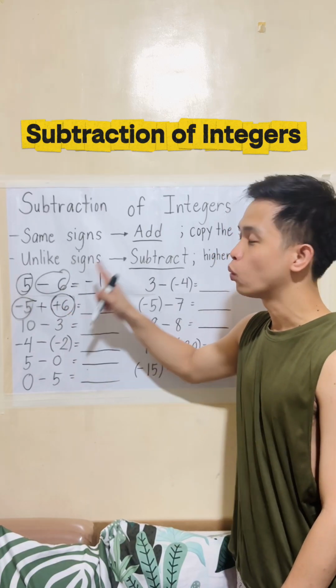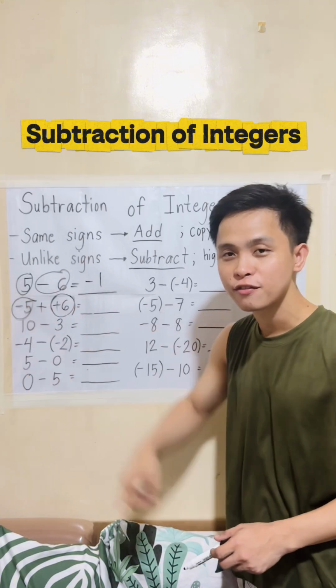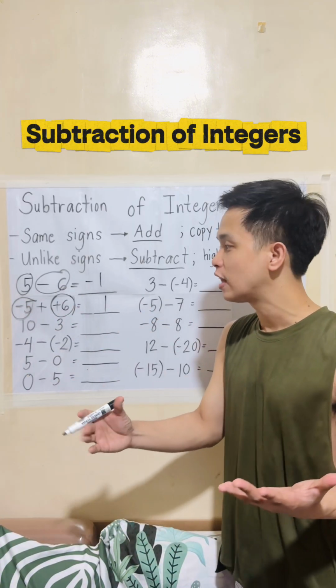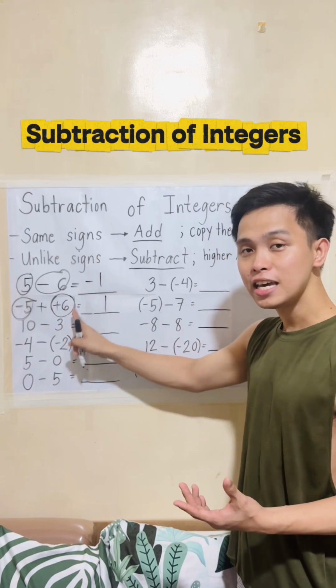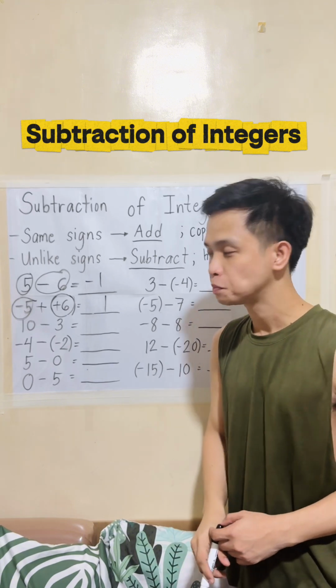Unlike signs, what do we do? We subtract the numbers. So 6 minus 5, 1. Which one is bigger when it comes to absolute value? 6 or 5? It's 6. 6 here is positive. So the answer is positive 1.